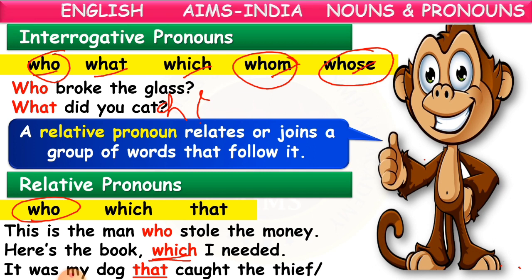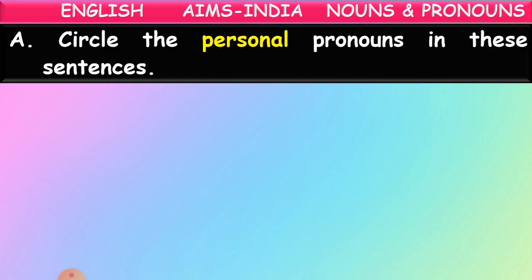Clear children? Now we'll continue with our exercises here. Circle the personal pronouns in these sentences. Personal pronouns, do you remember them, children? What are personal pronouns? I, me, you, he, him, she, her, it, we, us, they, them. All these are personal pronouns. Now let us start circling them.